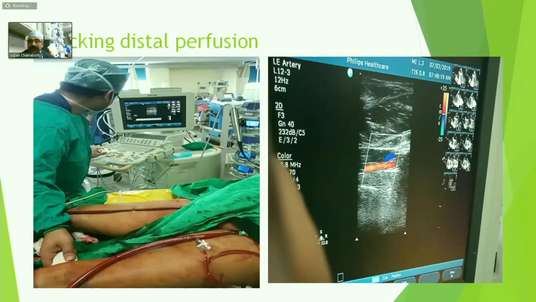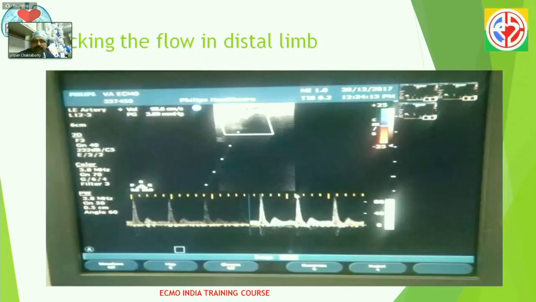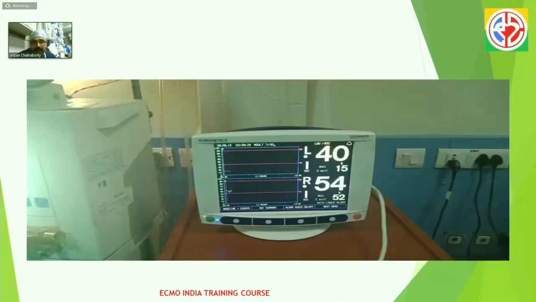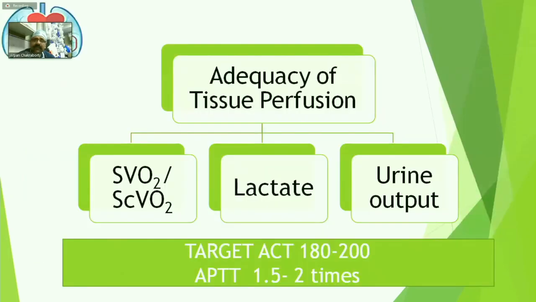Sometimes you get pulses. Peri-arterial flow gives you some amount of pulsatility, or the balloon. And you can see that after giving the distal perfusion cannula, you got good NIRS in both lower limbs. And the adequacy of tissue perfusion at that point of time is lactate and urine output. You might check the SCVO2 also. And target ACT is obviously 180 to 200, with ACT ratio of 1.5 to 2 times.